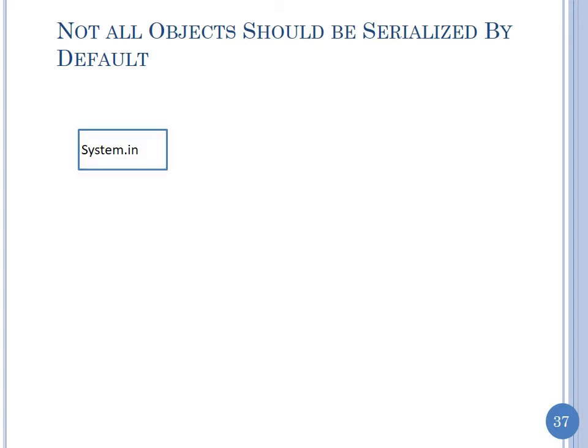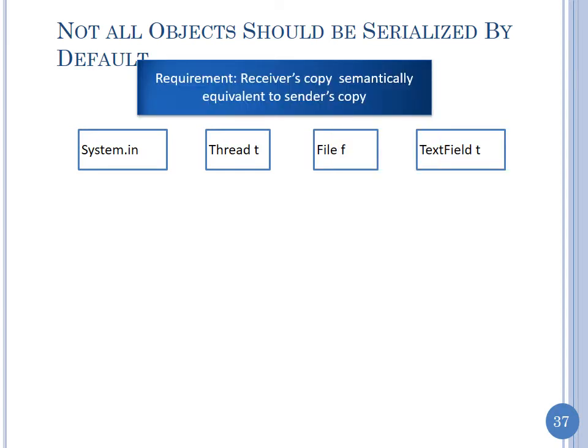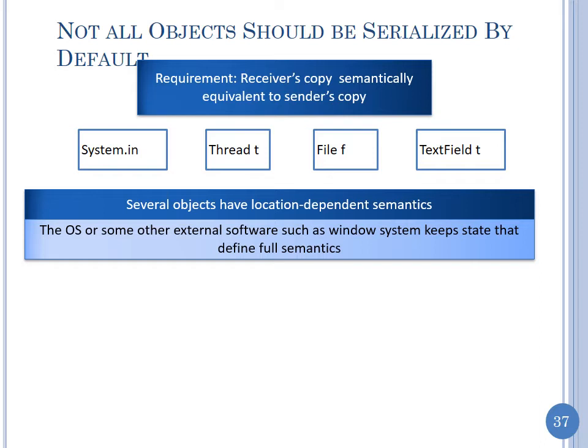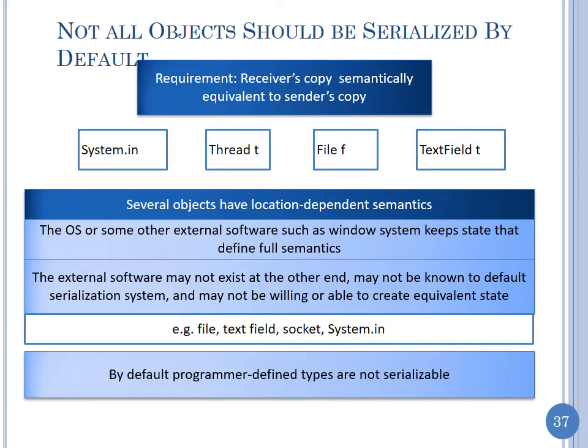System.in, threads, files, text fields. It is sometimes possible to send a serialized copy, but it's not meaningful to do so, because there are location-dependent semantics. The OS at the other end may not have the capability to create that object, or may not know how to create an equivalent object, and so these are things that can't be serialized. So how does Java know whether it is meaningful to serialize an object or not? It's conservative by default. It says by default programmer-defined types are not serializable.